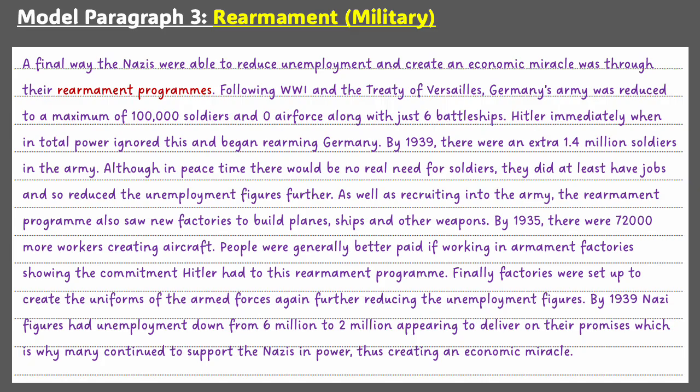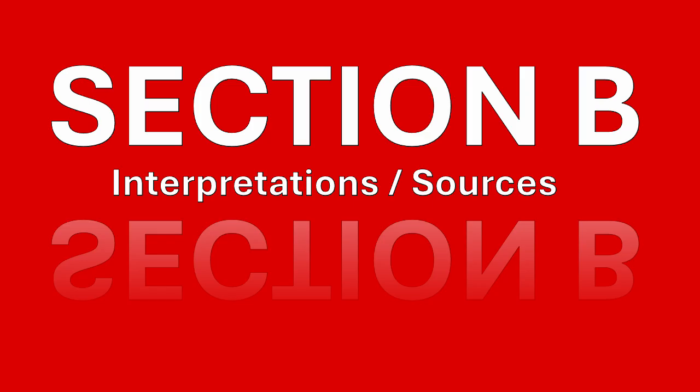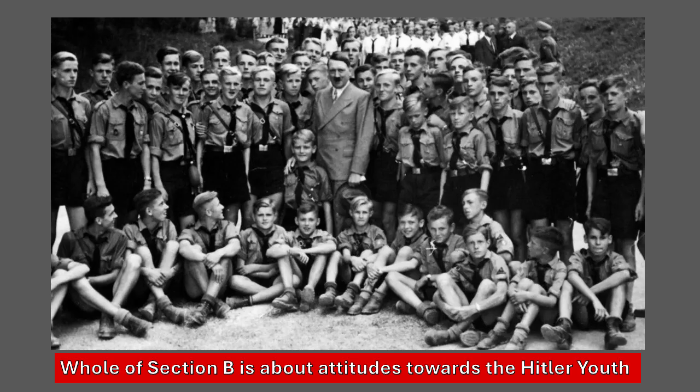All right, so that's the end of our section A on this paper. We've had 2 12 markers to consider and the inference question. So now we get on to section B, which is by far the most important. It's worth the most, but is also the easiest, okay, because there's a script for almost every question. So the whole of section B is going to be based on attitudes towards the Hitler Youth. You need to be writing that at least 10 times over the next 4 questions. Attitudes towards the Hitler Youth. So every question is going to be about attitudes towards the Hitler Youth.